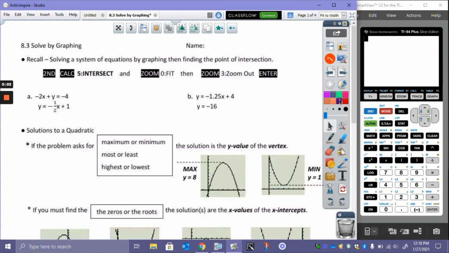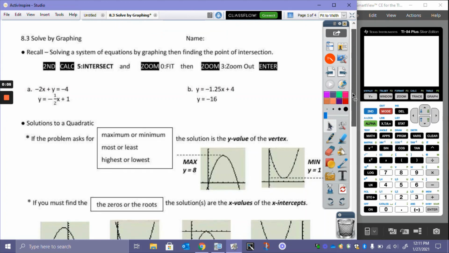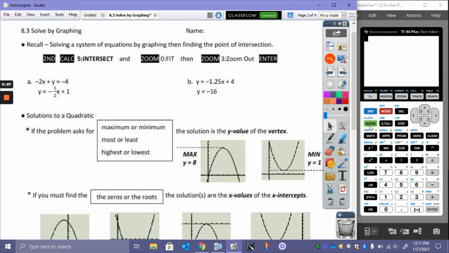We are now on lesson 8.3. This is solving by graphing. So this is going to make your life a little bit easier compared to what we've learned so far. Now the calculator can do some of that work for you. So before we can get started on this lesson, we need to recall a couple things that we learned.